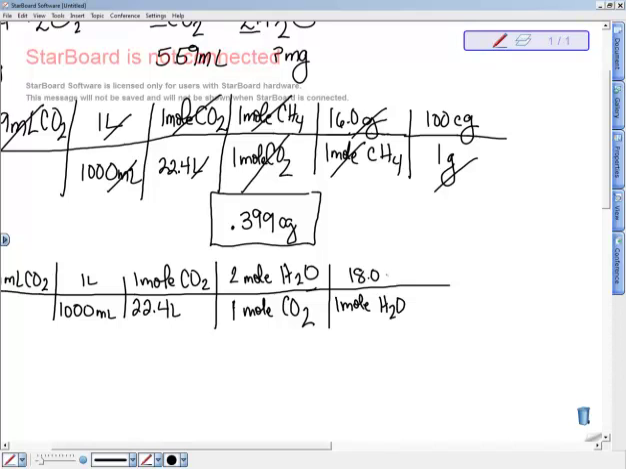Alright, molar mass of water is 18. And now we just need to make sure we go to milligrams at the very end. Lots of milligrams in a gram. How many milligrams are in a gram, guys? 1,000.